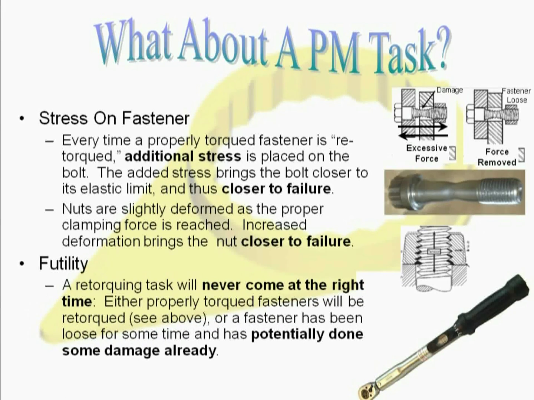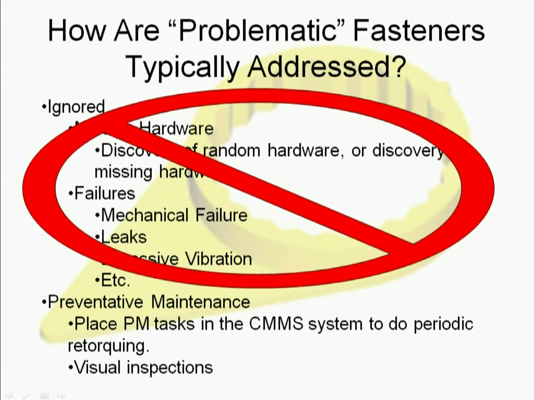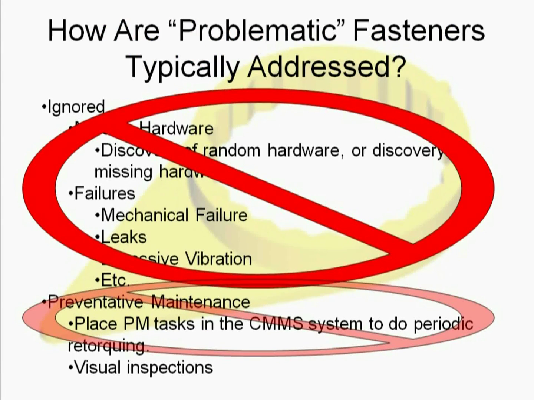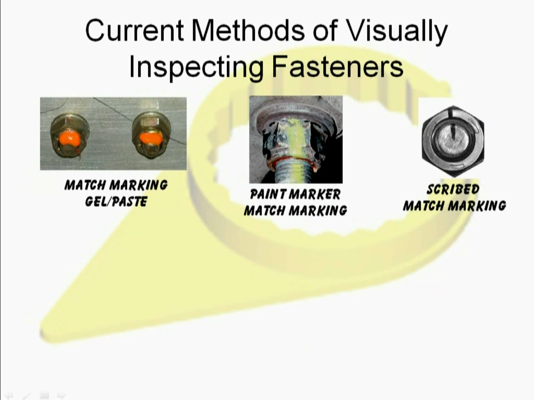And how about futility? Let's be honest. A retorquing task will never come at the right time. Either a properly torqued fastener will be retorqued, and with that you can see above to the stress on the fastener, or that fastener has been loose for some time and has potentially done some damage already. So preventative maintenance, not as bad as ignoring the fastener, but maybe not our best option. That leaves us with visual inspections.